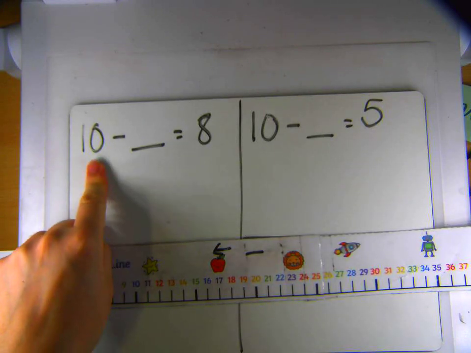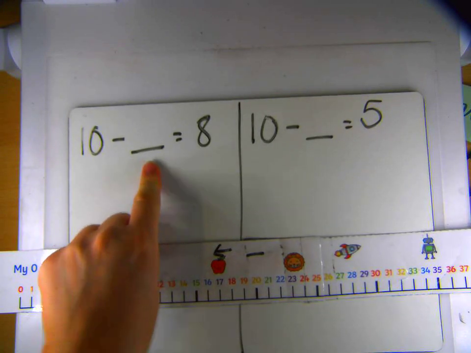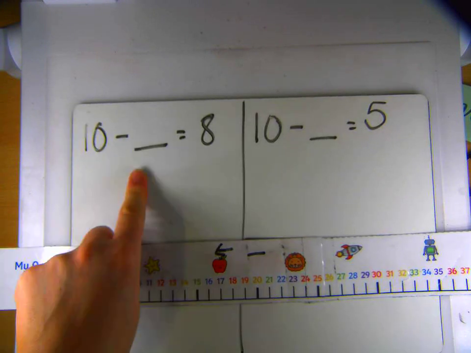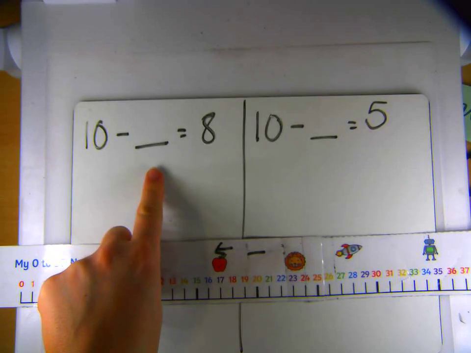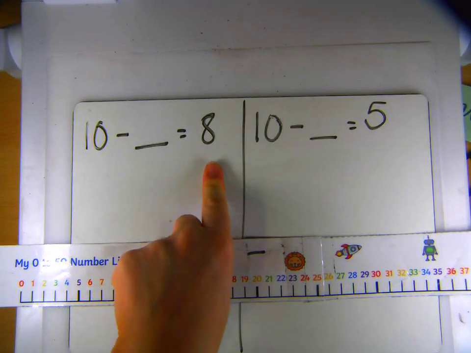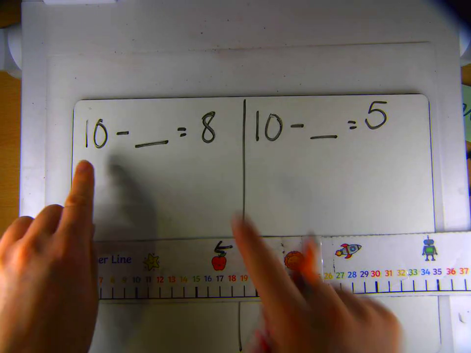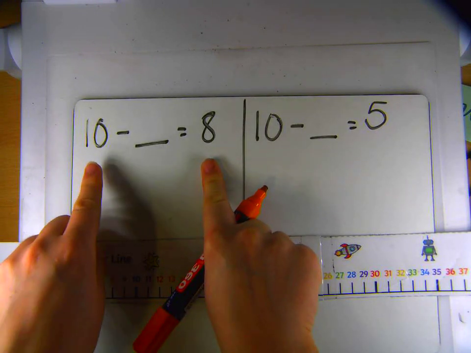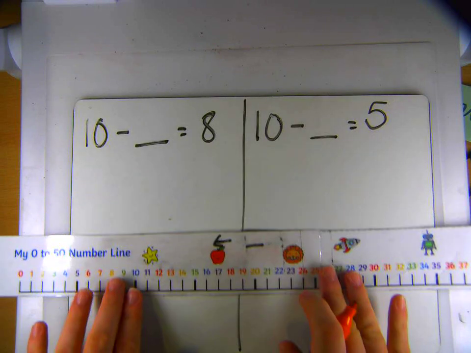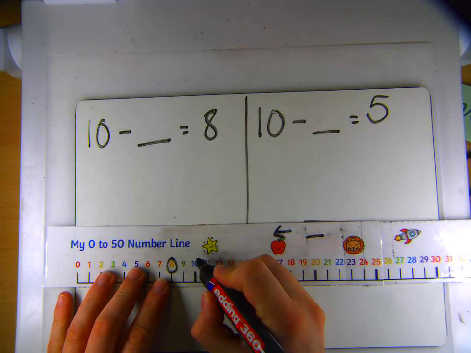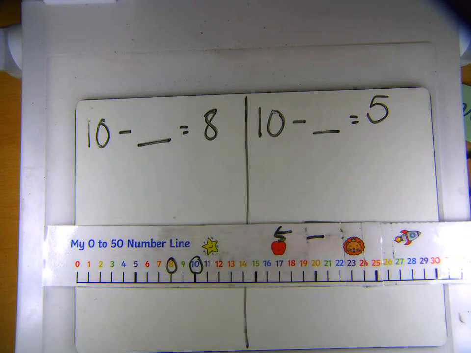So we've got 10 take away something equals 8. What this problem is telling us is if we take away a number, we have 8 left, but we need to find out what that number is. So it's asking us to find out what's the difference between 10 and 8. I'm going to circle both of those numbers on my number line here. As you can see, they're actually really close together, aren't they?